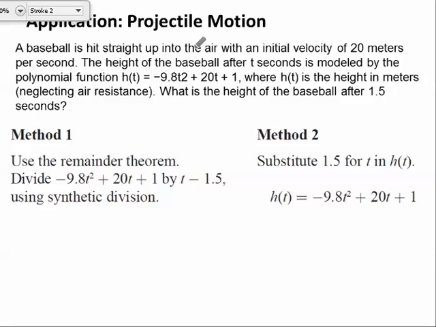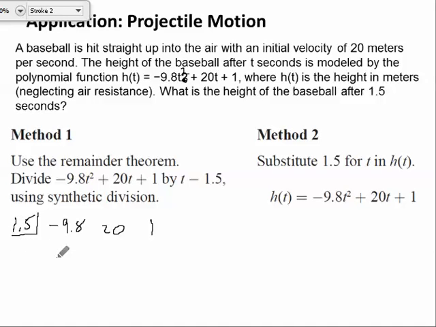So, here's an application problem. A baseball is being hit straight into the air, has an initial velocity of 20 meters per second, and the height of the ball after t seconds is modeled by the function h(t) = -9.8t squared + 20t + 1, where h(t) is the height in meters, neglecting air resistance. So they're asking, what's the height of the baseball after 1.5 seconds? We can use our synthetic division here, right?